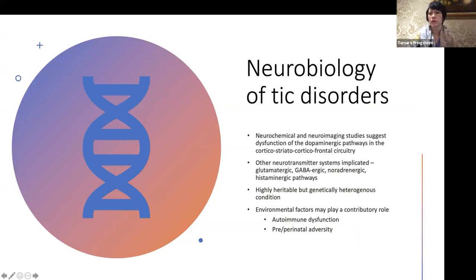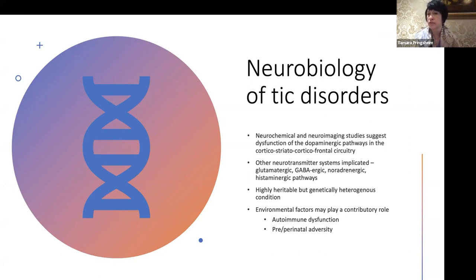So what is the neurobiology of tic disorders? Now, this hasn't been fully worked out. We know from neuroimaging studies, and also from studies of neurophysiology, that there appears to be dysfunction within the dopaminergic pathways in the corticostriatocortical frontal circuitry. There have been other neurotransmitter systems that are implicated as well, including glutamatergic, GABAergic, noradrenergic, and histaminergic pathways. This is a highly heritable but genetically heterogeneous condition.